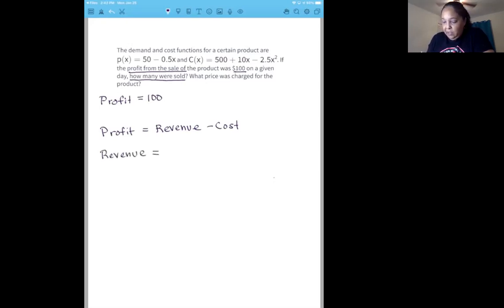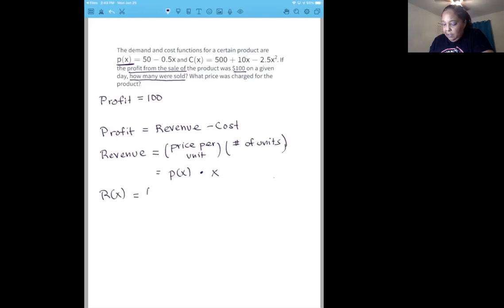Our revenue is our price per unit times the number of units. We have our price per unit, which is P of X, and the number of units, which is X. So P of X times X. So my revenue function is 50 minus 0.5x times X, which gives me 50x minus 0.5x squared.